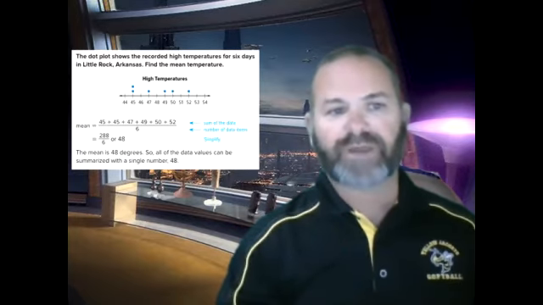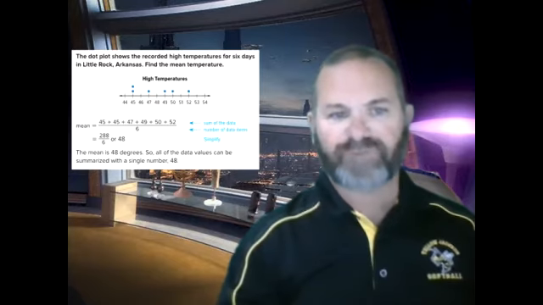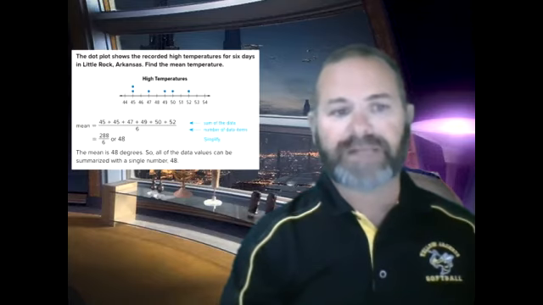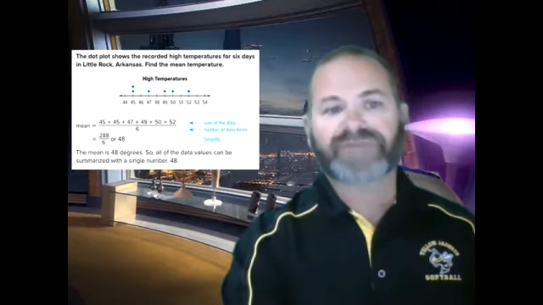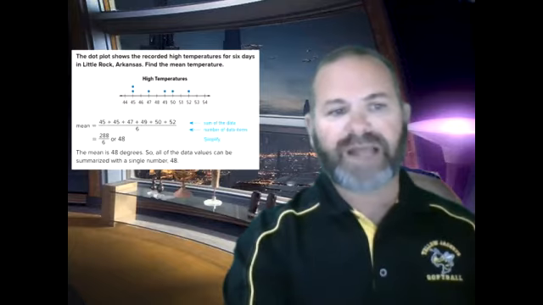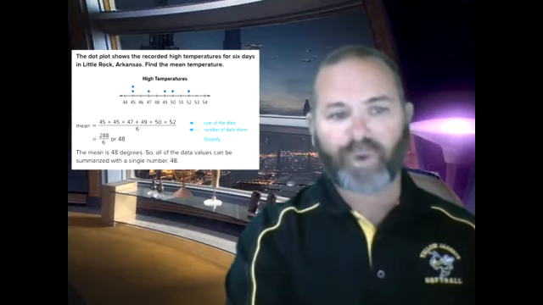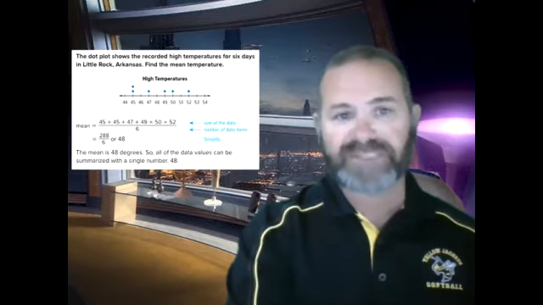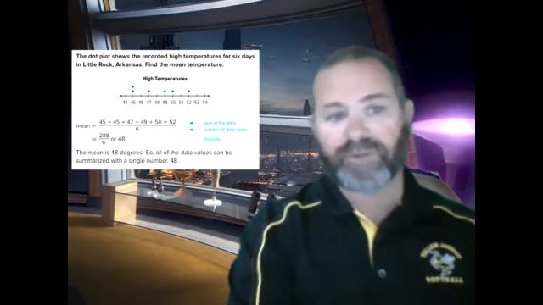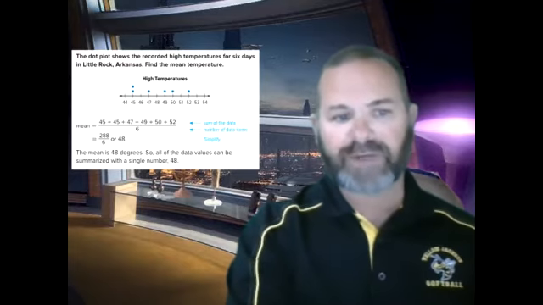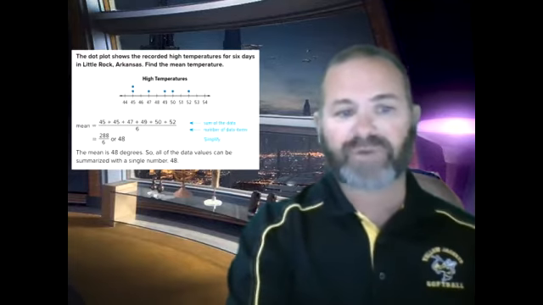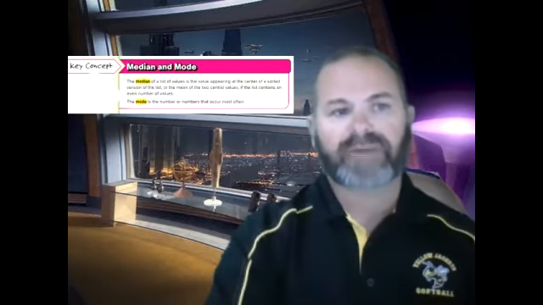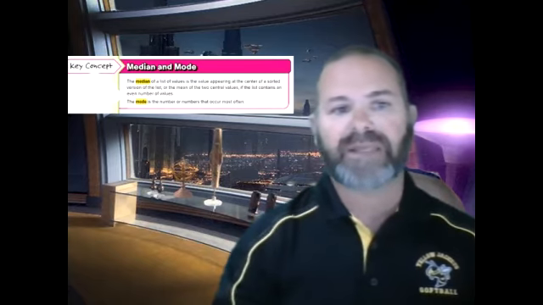So notice we have two 45s. We have 47, 49, 50, and 52. So if we add all those up, we get 288. We have a total of 6 data values. So if we divide 288 by 6, we get 48. So the mean is 48 degrees. That means the average temperature for those 6 days in Little Rock, Arkansas, or the mean temperature, was 48 degrees. All of that data can be summarized with a single number, 48. The mean was 48. Now, the next concept we're going to talk about is median and mode.